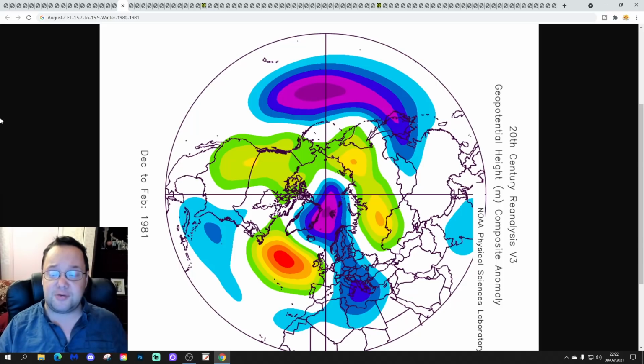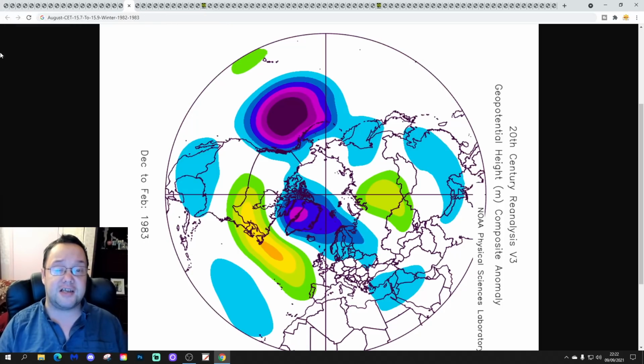1980-81 is our next winter. This one with above average heights in the middle of the Atlantic, below average heights to our north and northeast, semi-projection on the northwest-southeast line. Cold snaps are involved in that winter, especially I think in February of 1981. So yeah, it does have its moments, but overall not remembered as a particularly cold winter.